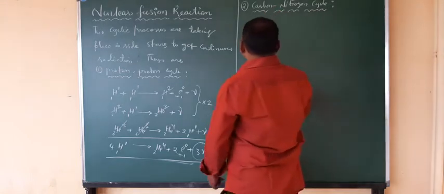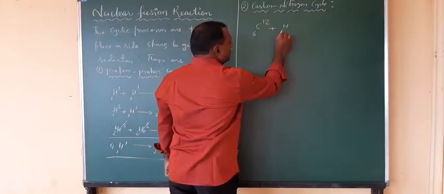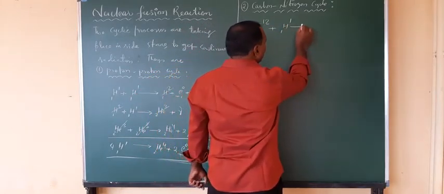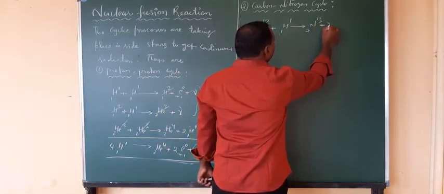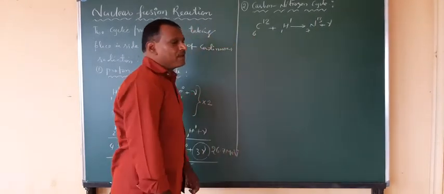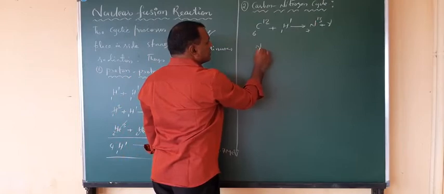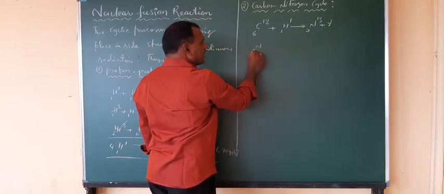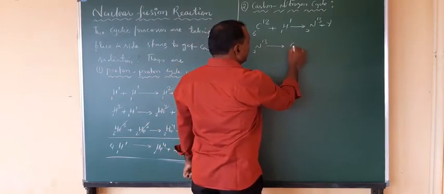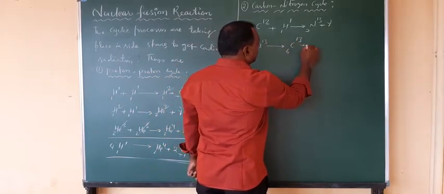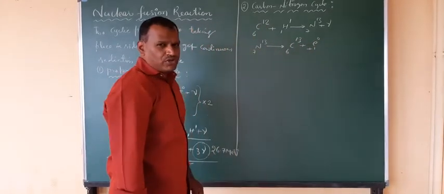Initially, natural carbon, C-12 (6C12), combines with a proton, and you get nitrogen-13 (7N13) plus a gamma particle. That is gamma radiation, which is what you observe. Now, this nitrogen isotope is highly unstable, and it gives you carbon-13 (6C13) plus a positron.